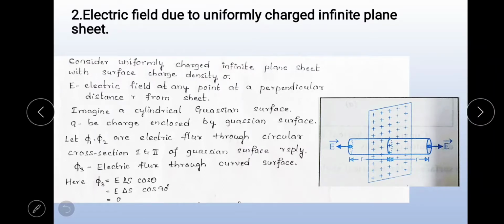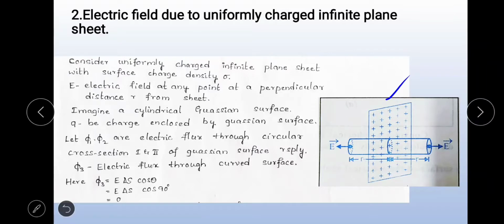In this diagram, this is a uniformly charged infinite sized plane sheet. Consider a uniformly charged infinite plane sheet with surface charge density sigma. As you know, here the plane sheet is a two dimensional surface, so we are considering surface charge density sigma. E is the electric field at any point at a perpendicular distance r from the sheet.